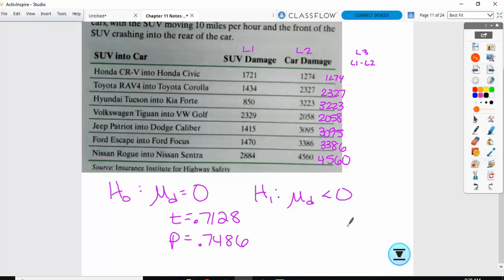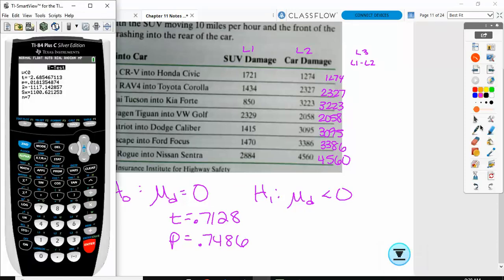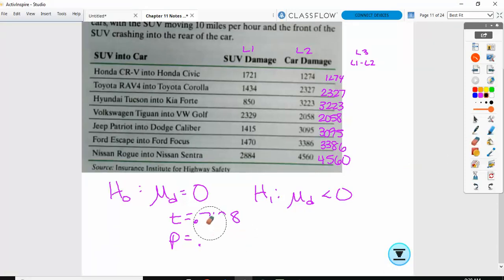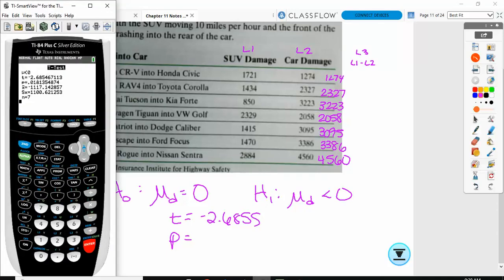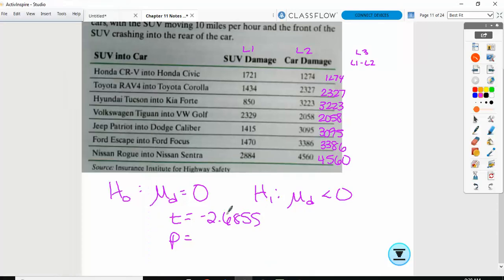What? I think a lot of us got that. Did I mistype something? Yes. Corrected. So the probability of that, 0.0181.